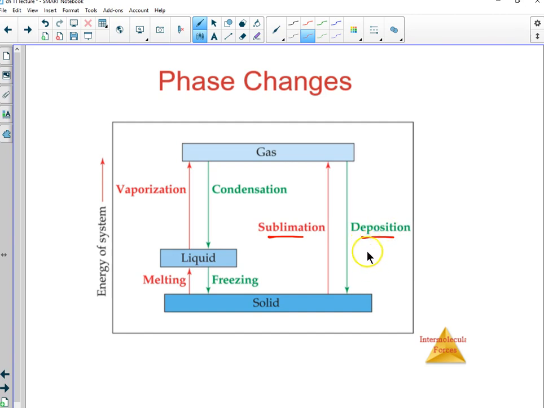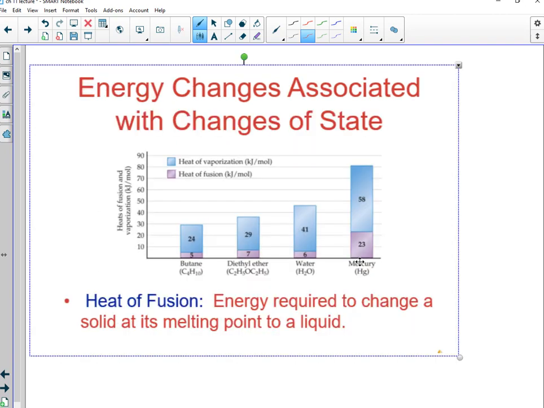You can look at it that way. Deposition is when your gas becomes a solid. It's the reverse of sublimation. We don't talk about deposition as much as sublimation, but all right.